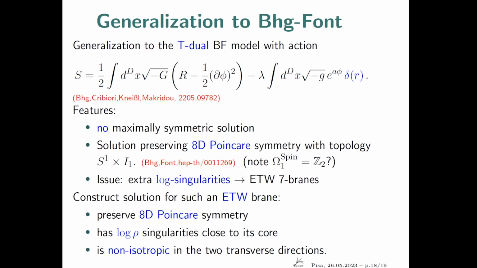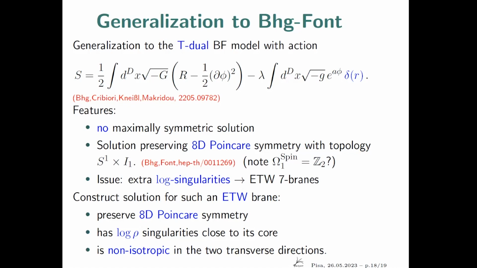So here we have a bit more structure. We find a solution that preserves only 8D Poincare symmetry, but it has a spontaneous compactification on an S1 times this finite interval. So very interesting. This already calls for a non-trivial cobordism group omega 1, and for instance with structure spin, which might be relevant here, it's Z2. So there is something you need to cancel.